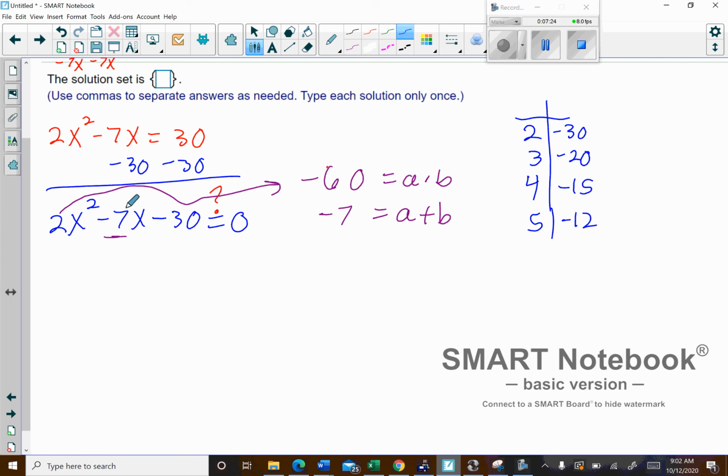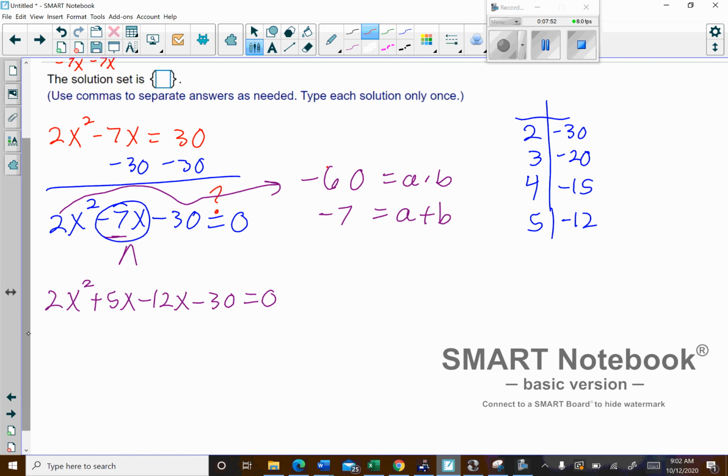So now what we're going to do is split that into a 5x and a minus 12x. So that's what we'll do here. So I still have my 2x squared. Then I have plus 5x minus 12x and then minus 30 equals 0. And once again, it doesn't matter what order the 5 and the minus 12 are. If you switch the order, you'll get the same answer.